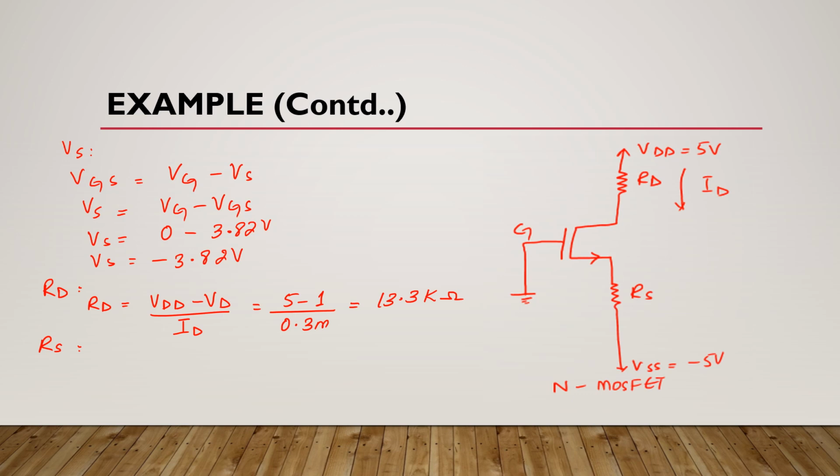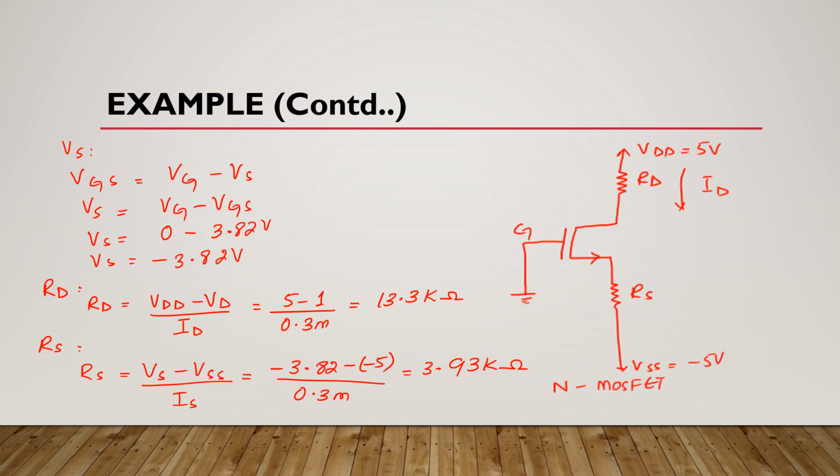Okay, now what about RS? The equation of RS will be VS minus VSS divided by IS. Here we know that VS is minus 3.82 volts and here we have minus 5 and we know that IS is 0.3 milliamperes. After solving this, you will get 3.93 kilo ohms. Okay, so this is your answer.